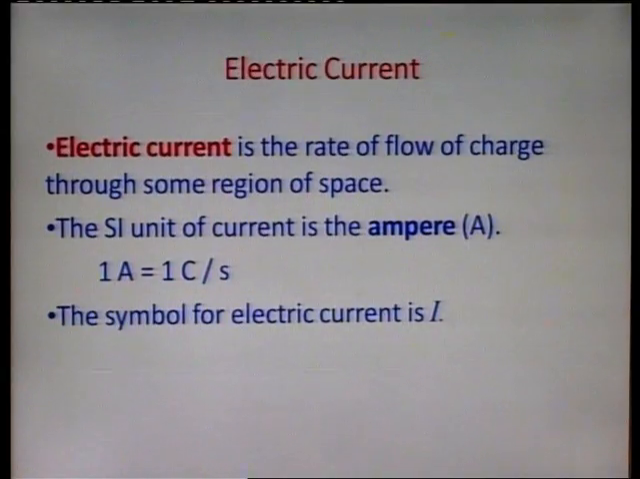When charges flow in some region of space, this flow of charge per unit time is what is called electric current.